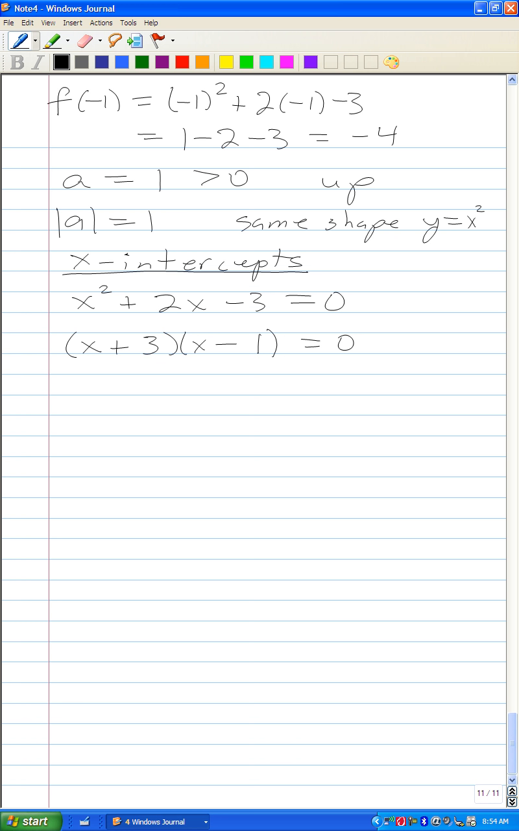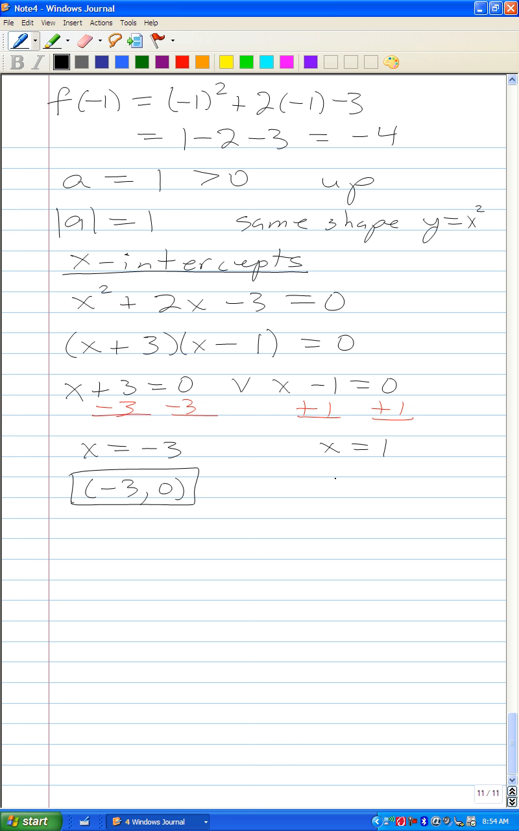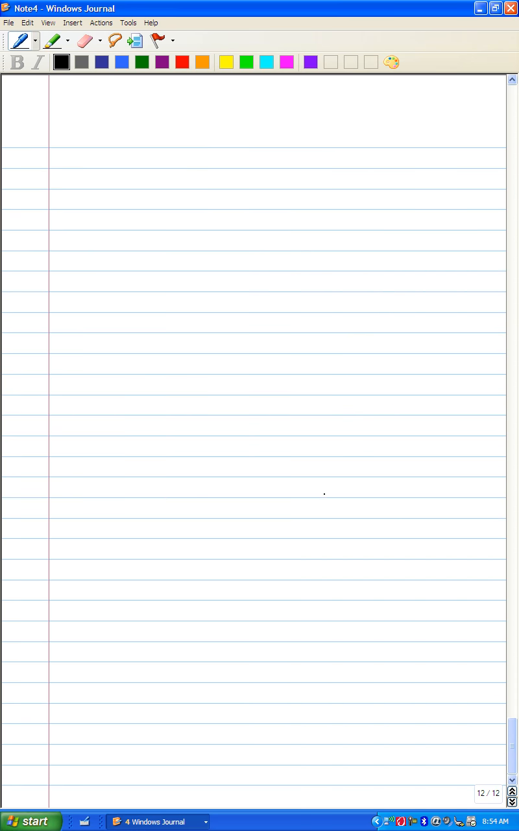And so, let's set each factor to 0 and solve for x. Subtract 3, add 1. So x equals negative 3, x equals 1. Therefore, the x-intercepts are at negative 3, 0, and 1, 0. And let's find the y-intercept.